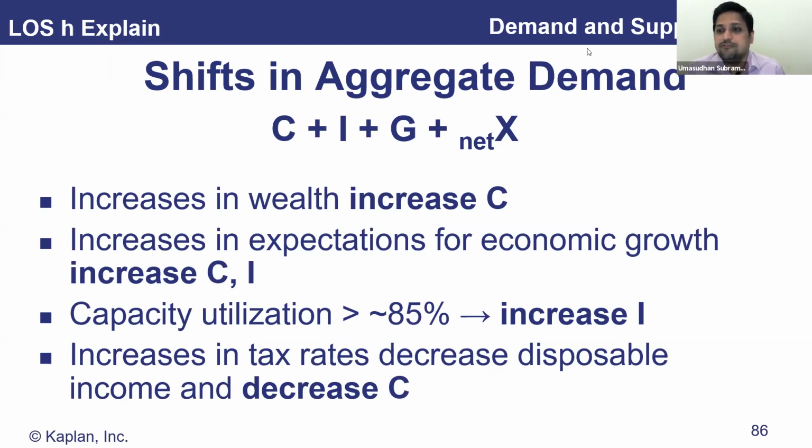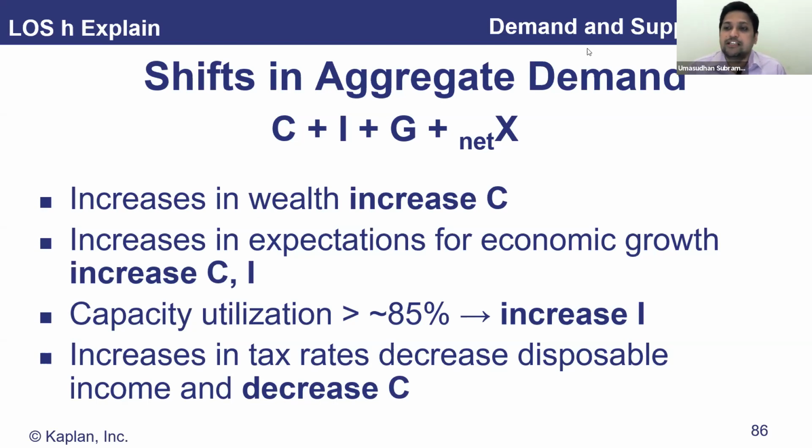Think always about the formula. How does the aggregate demand function work? C plus I plus G plus X minus M. You should increase consumption. You should increase investment. You should increase government spending. You should increase exports. You should decrease imports. All these factors would boost aggregate demand.